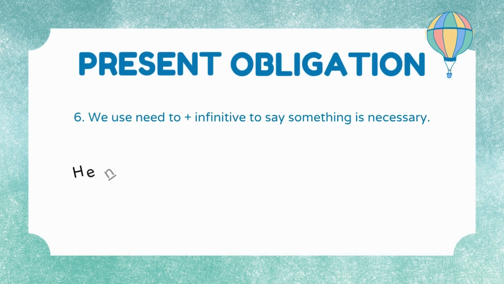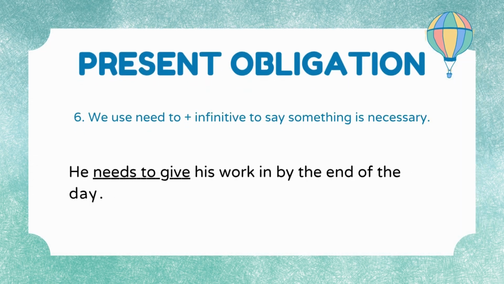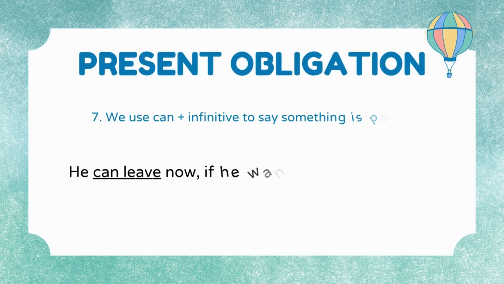We use need to plus infinitive to say something is necessary. For example, he needs to give his work in by the end of the day. We use can plus infinitive to say something is possible. For example, he can leave now if he wants.